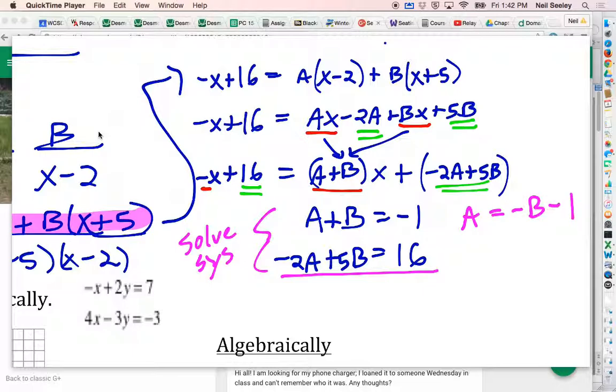All right. And then I can put that into the other equation. You like that? So you get negative 2 times negative b minus 1.